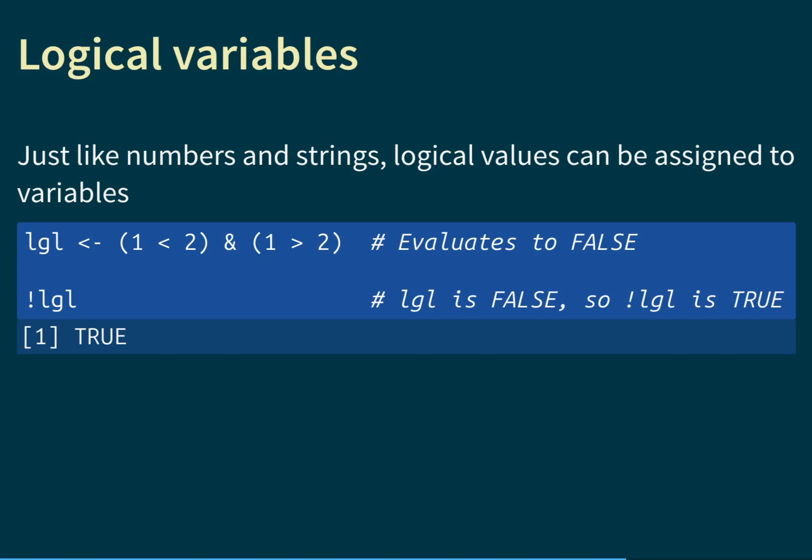By the way, what this little code snippet is supposed to show you also is that, just like with strings and just like with numbers, logical values can, of course, be assigned to variables. So we can assign the result of this computation of 1 less than 2 and 1 greater than 2 to a logical variable. Let's call that LGL for logical. And then once we have that value, if we ask for the value of not LGL, then what we would get back is true. Why? Because LGL evaluated to false initially, and then we negated that, so we get back the result true.